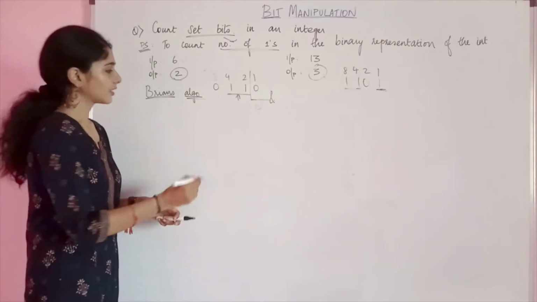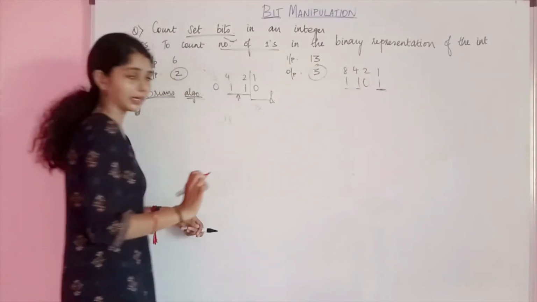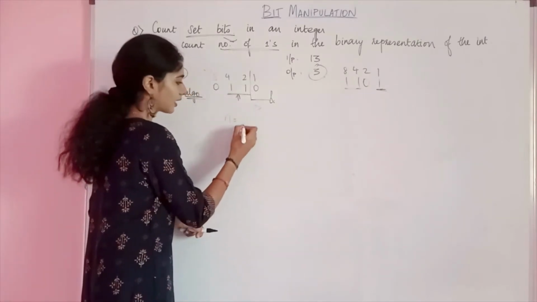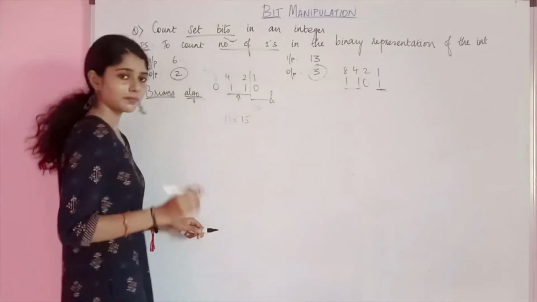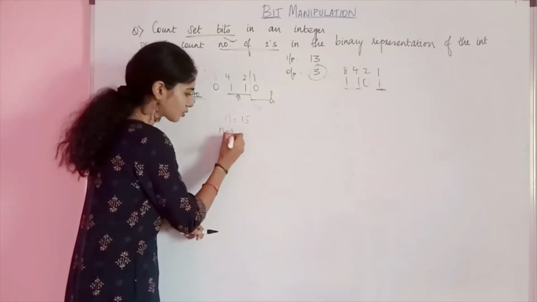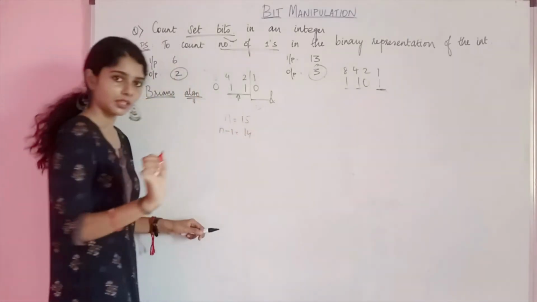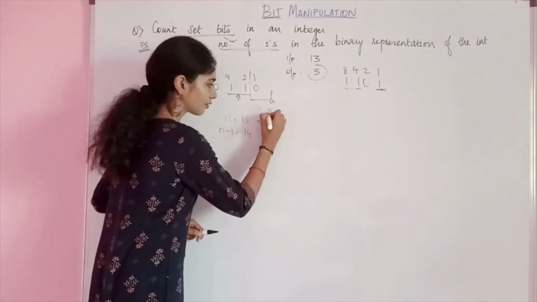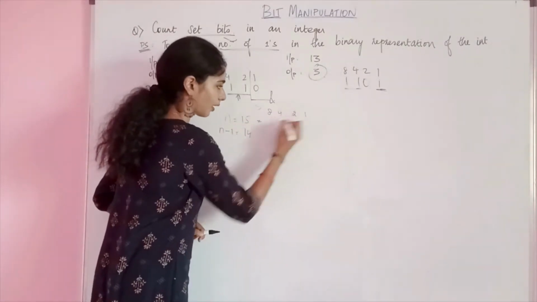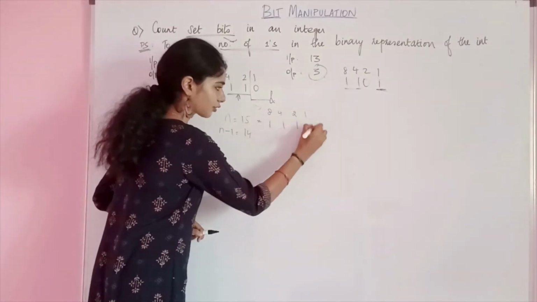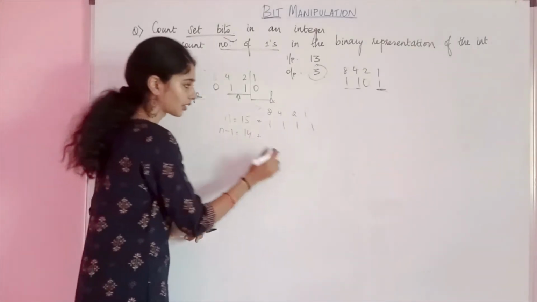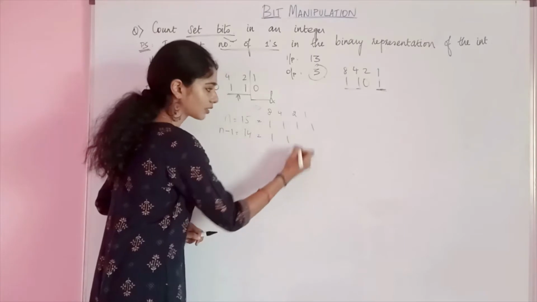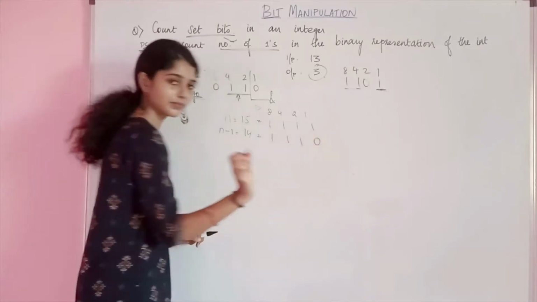Initially, let's suppose there is a number n, and let it be 15. What is n minus 1? It is going to be 14. So how do I represent 15? 8, 4, 2, 1, that is 8, 9, 10, 14, 15. How do I represent n minus 1? 8, 9, 10, 11, 12, 13, 14, with the last bit being 0.